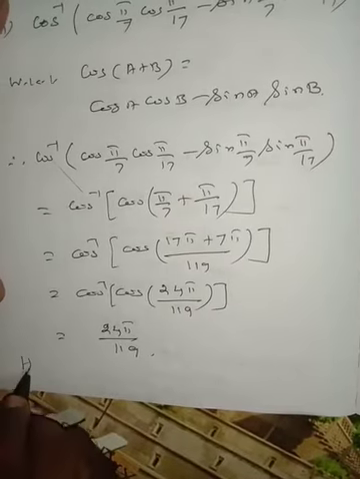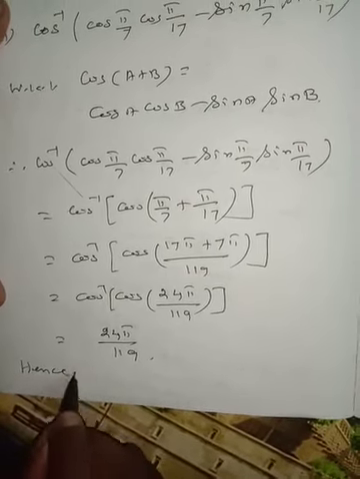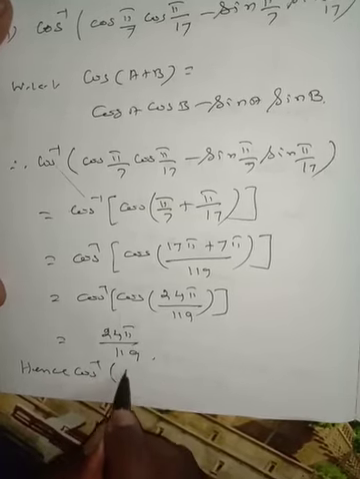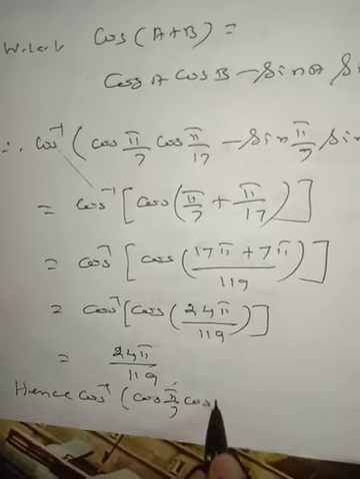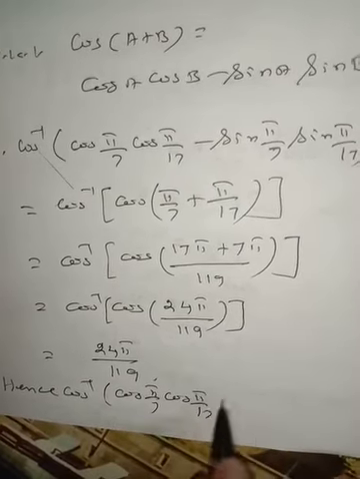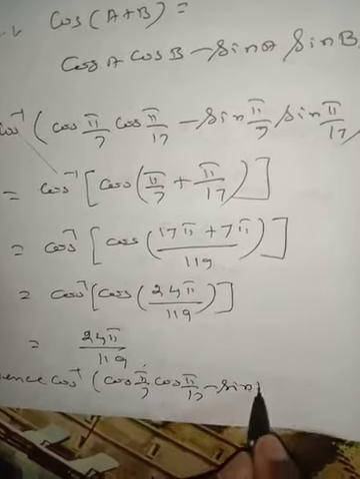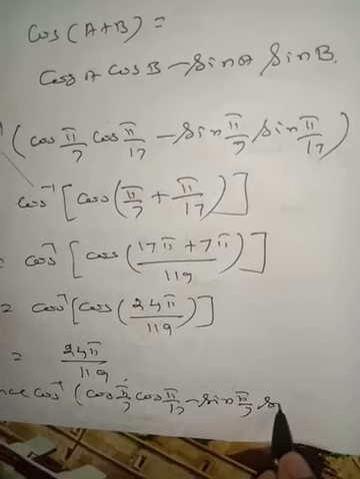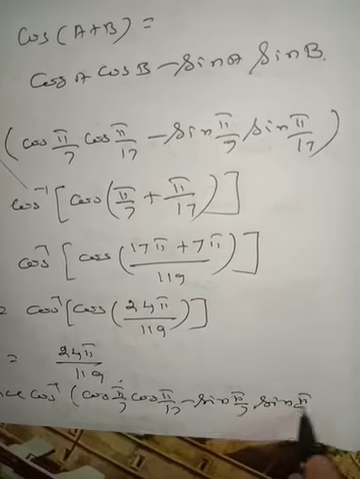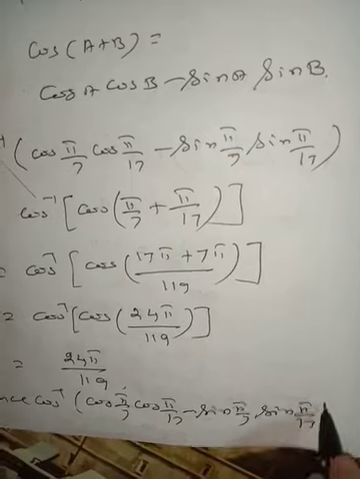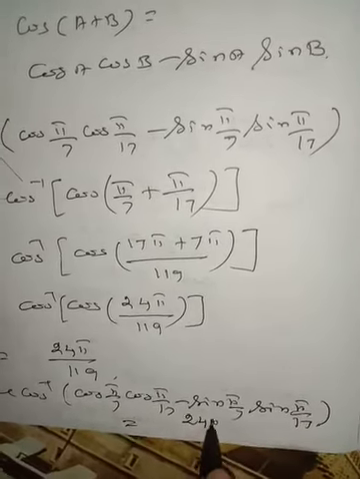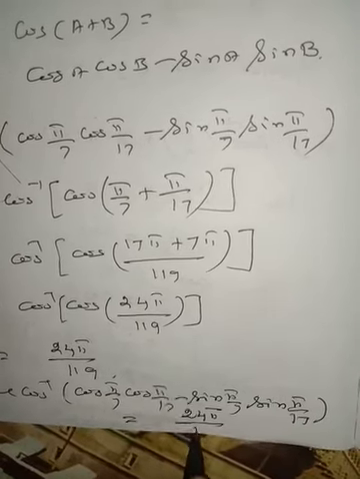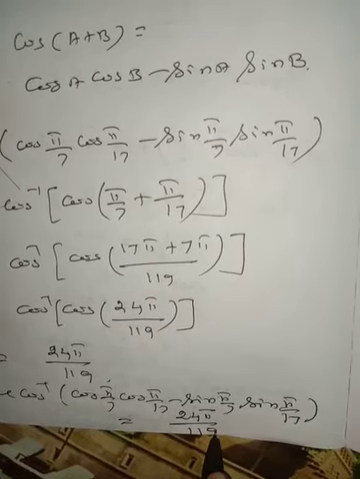Hence, the value of cos inverse of cos pi by 7 cos pi by 17 minus sin pi by 7 sin pi by 17 is equal to 24 pi divided by 119. Next, question number 6.